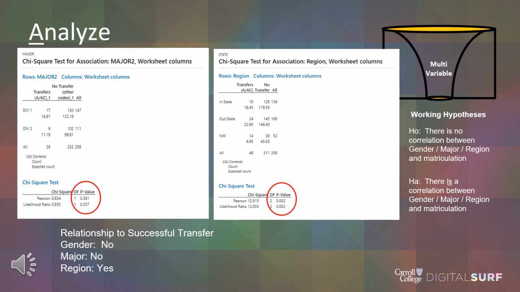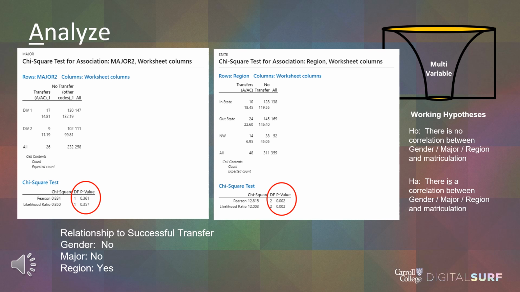The next stage in the DMAIC process is the multivariable studies. And we have a wonderful tool called Minitab, which has helped us do different multivariable studies. As you can see on the slide, we have different chi-squared tests, which we use to analyze different things and help us see if there is a relationship between a variable and if a transfer student matriculates to Carroll College.